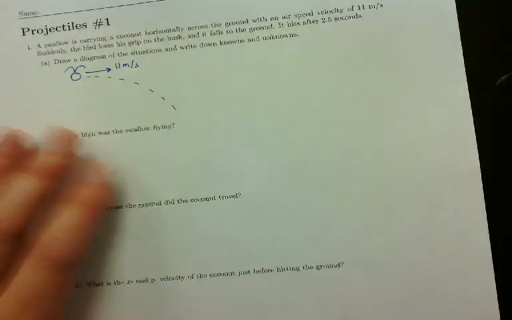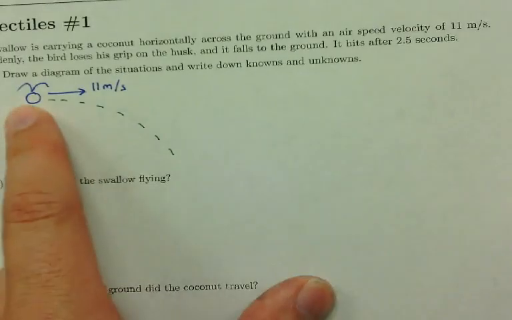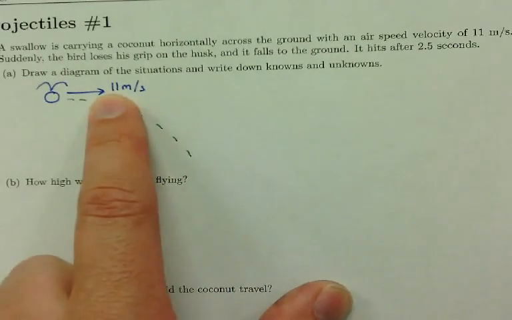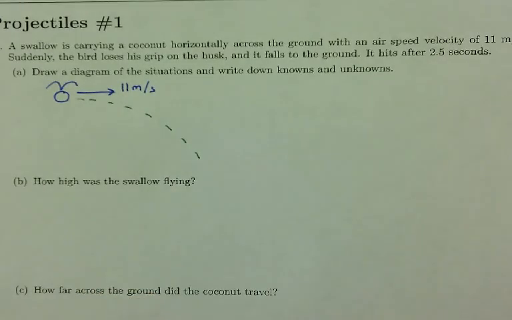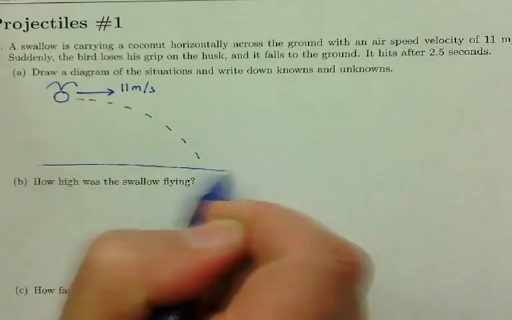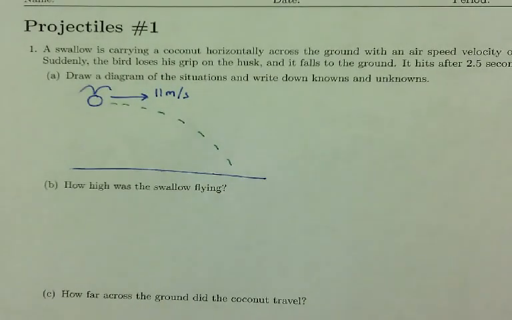Now, when I ask for a diagram, this is what I'm after. I want to see the projectile, I want to see any measurements labeled, and then I want to see the path the projectile is taking. That's the diagram. Just to make it totally complete, I might draw the ground here. All right, so that's my diagram.